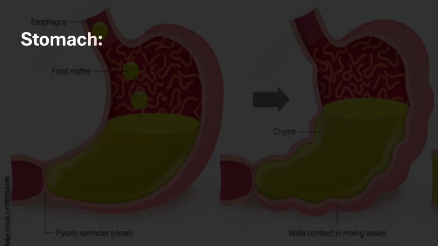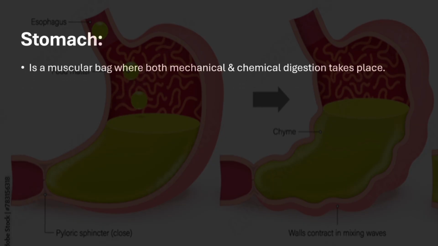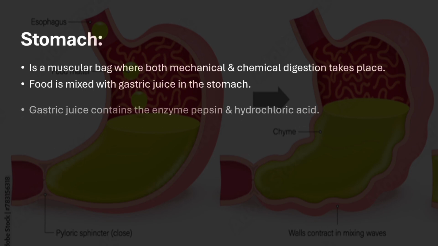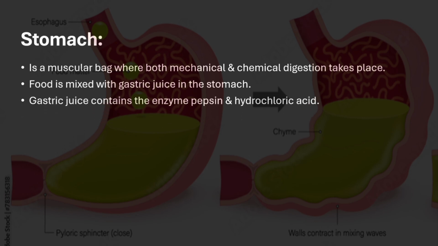So the stomach is the next destination in the food digestion process. The stomach is basically a muscular bag where both mechanical and chemical digestion take place. First of all, food is mixed with gastric juice, which is present in the stomach. The gastric juice contains the enzyme pepsin, and it also contains hydrochloric acid.